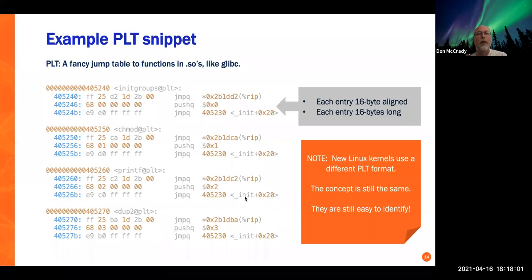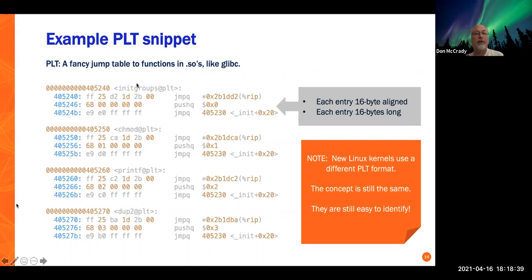Here's an example of what a PLT looks like, or at least a snippet of it. So here's printf down here. When you see a call to printf in your program, it's actually a call to 405260, and the first thing it does is jump to this indirect address, which the loader will set up for you, and it'll contain the address of printf in libc. I'm not going to go over what the rest of this does. I encourage you to go see the link that I provide, or do a good Google search.